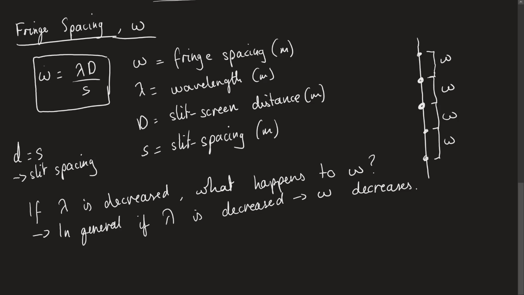Okay, so this whole question basis will usually be something like, if we increase the distance between the slit and the screen, how is that going to affect this fringe spacing? It's going to increase because the slit screen distance is directly proportional to the fringe spacing. If we were to increase S, it's going to decrease W. If we were to increase lambda, it would increase W. Okay, it's just proportionalities.